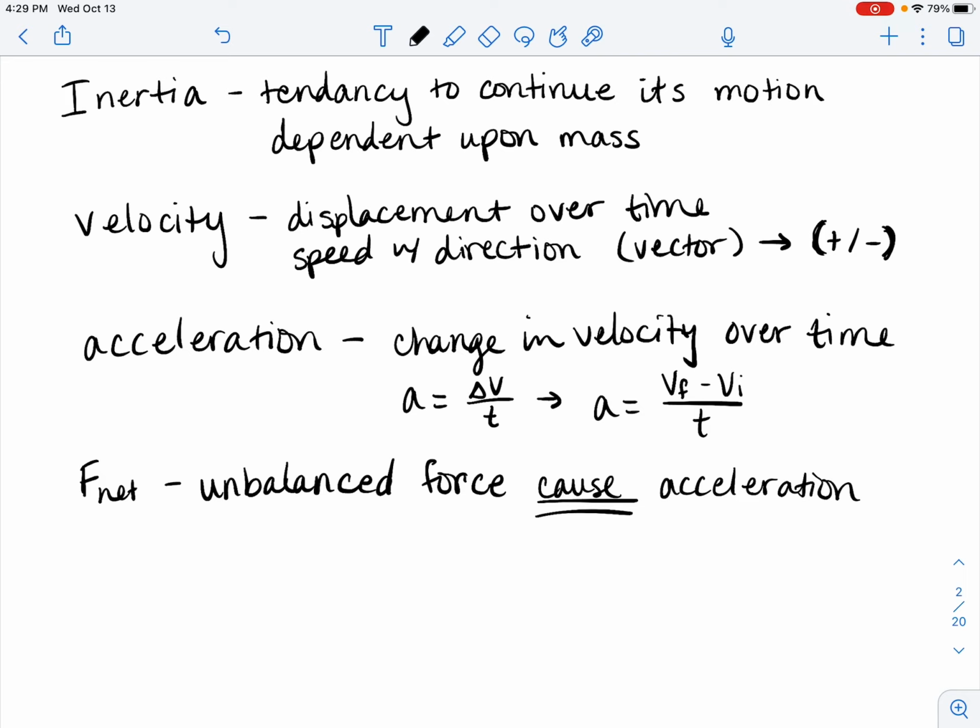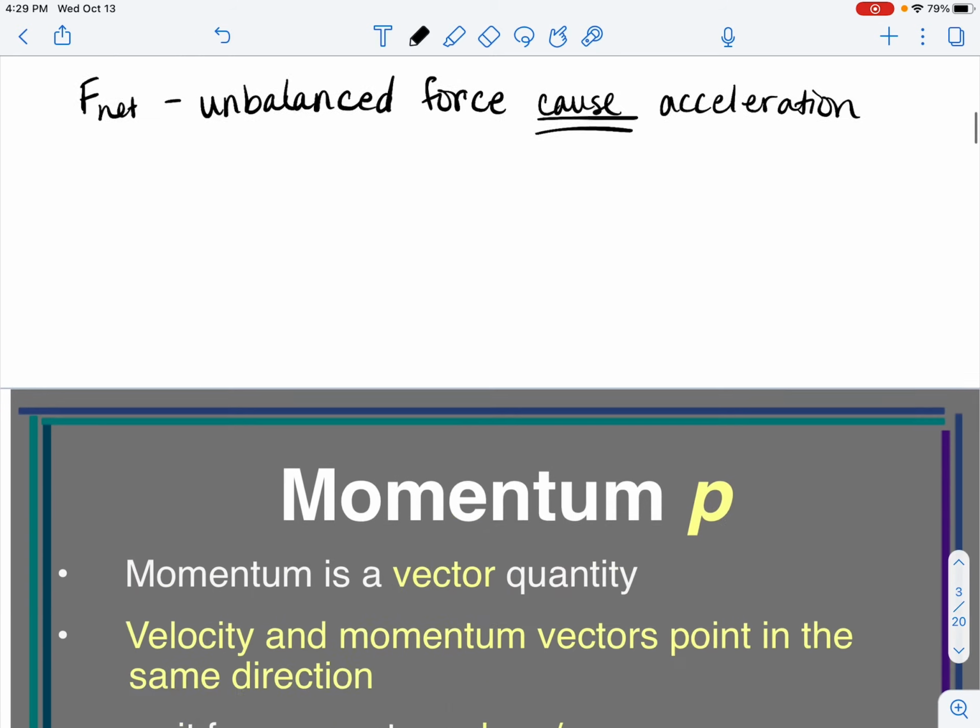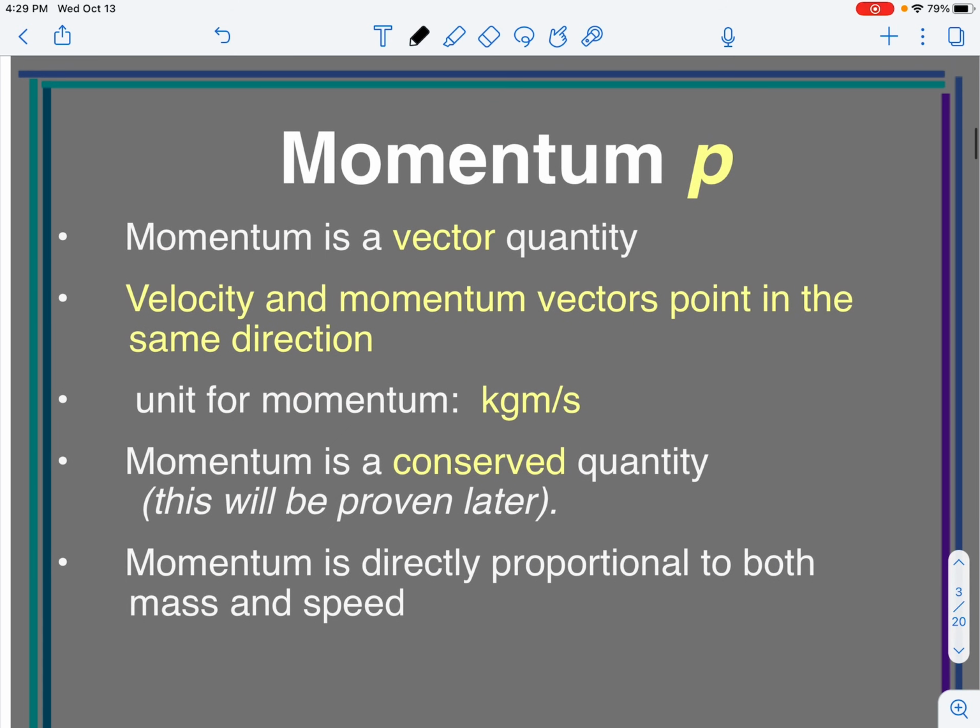Now we are reviewing all of these vocabulary words because they are going to be relevant to today's lesson. Momentum is going to be represented with a lowercase italicized p. And as I stated before, this is a vector quantity, so momentum is going to have a direction with it, and it will be able to be represented as both positive or negative values in future calculations. Whatever direction our velocity is pointing, that's the same direction as our momentum. Our unit for momentum is going to be kilogram meters per second, and I'll explain that in more detail in just a second.